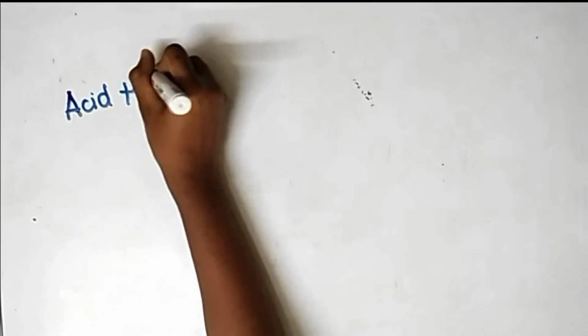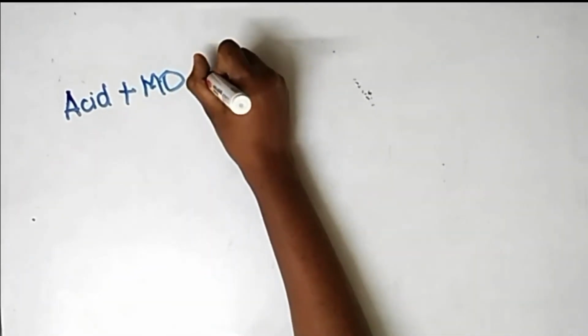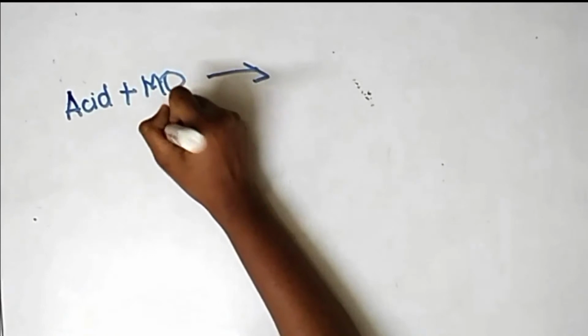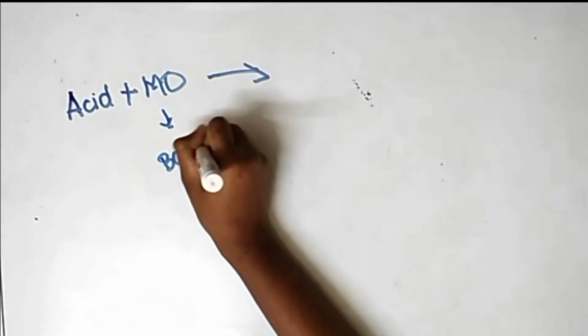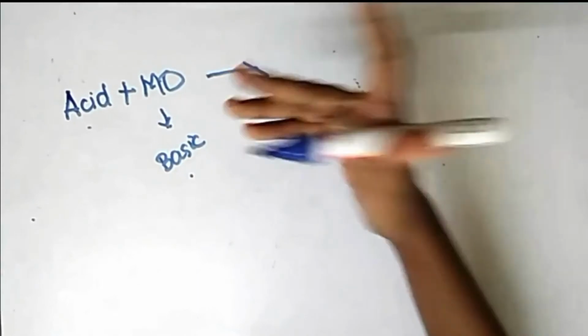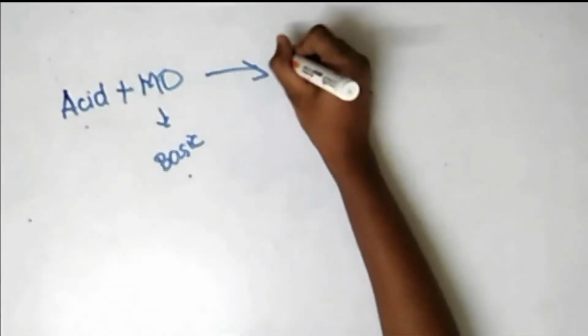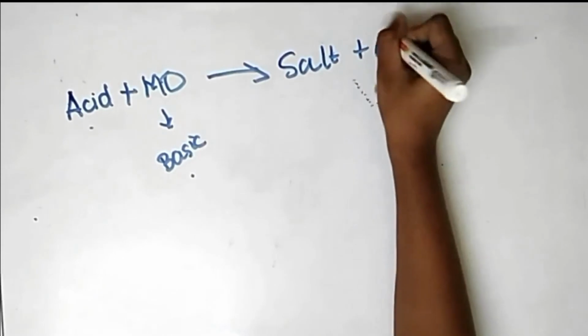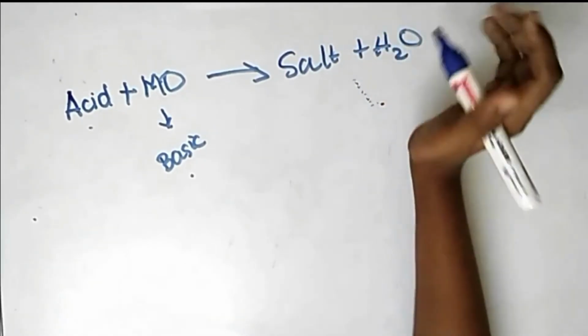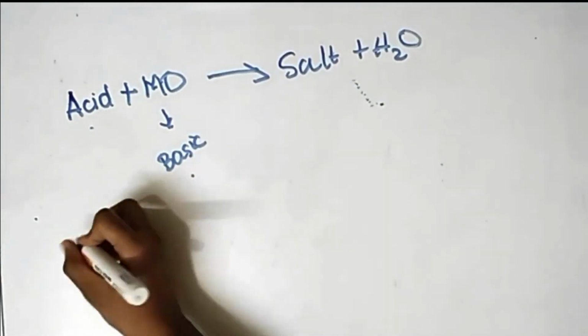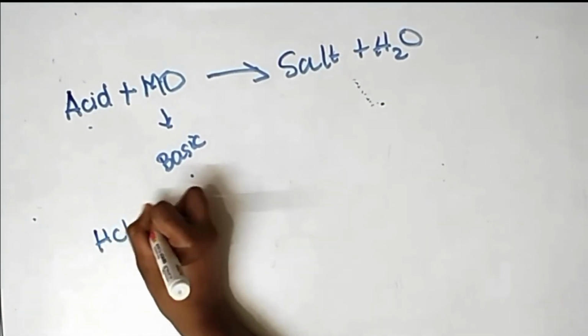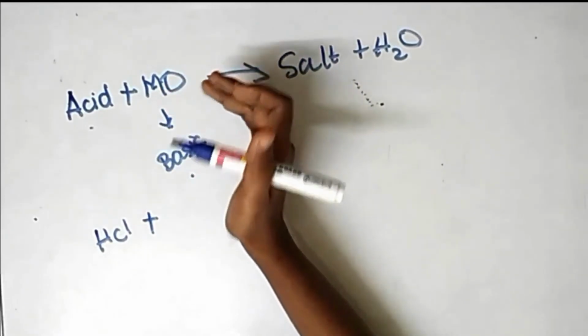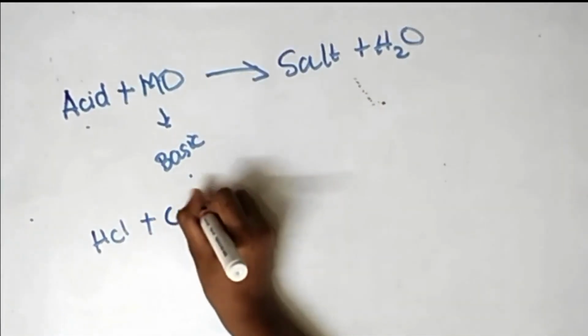So first we will check what will happen when an acid reacts with the metal oxide. Since the metal oxide is basic in nature, when the acid reacts with it, neutralization happens, and we obviously know that a salt plus water is formed. For example, we can take the acid HCl.